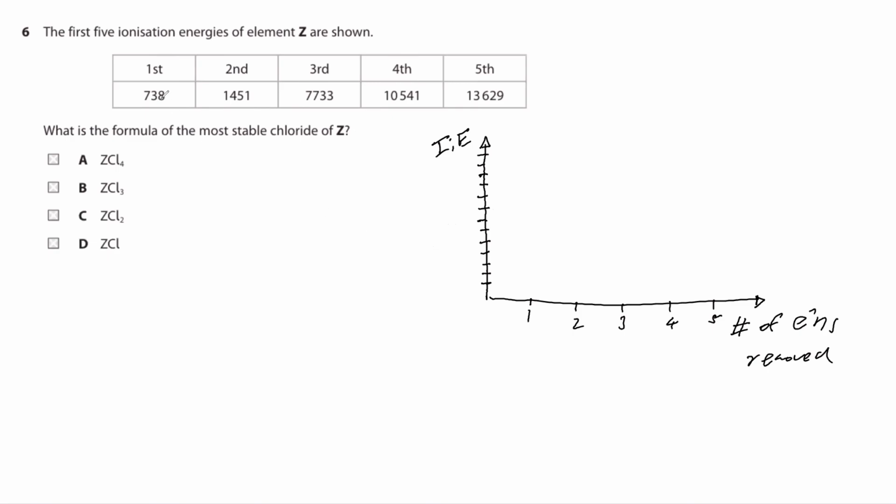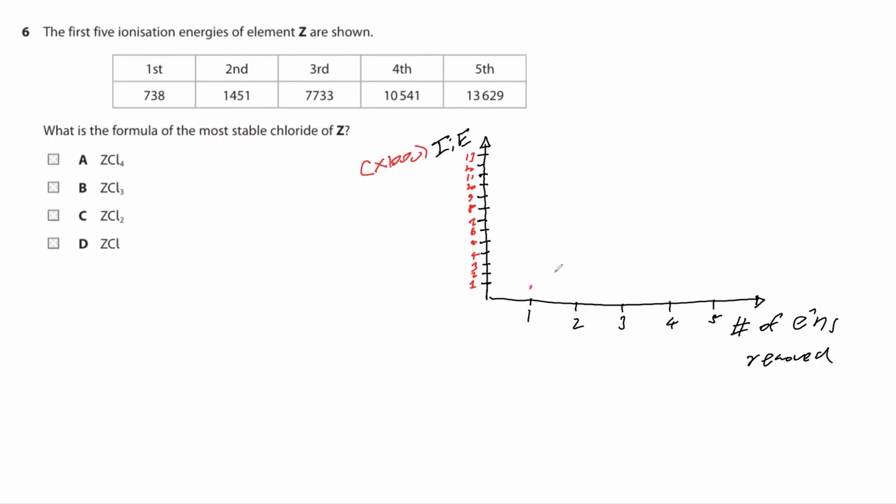Instead of 1000, I just put 1, 2, 3, up to 13, so all these numbers should be multiplied by 1000, right? Now the first ionization energy is 738. 738 means a little bit less than 1000, so I'll just put the dot here.